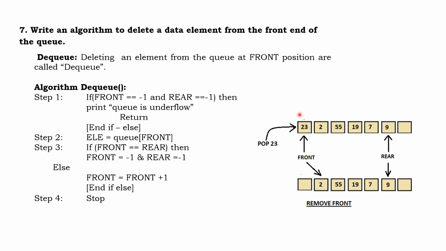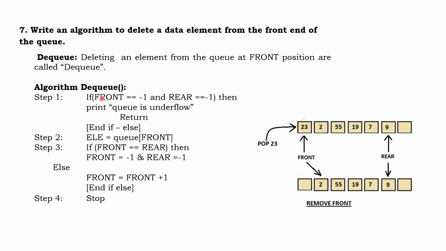What is the front pointer? Front is in the 0th position. In the 0th position, 23 was there. That 23 gets eliminated. Then it checks whether the front reaches the rear. No, both are not equal. Then front is incremented by 1. Earlier it was 0. Now the front pointer is 1.